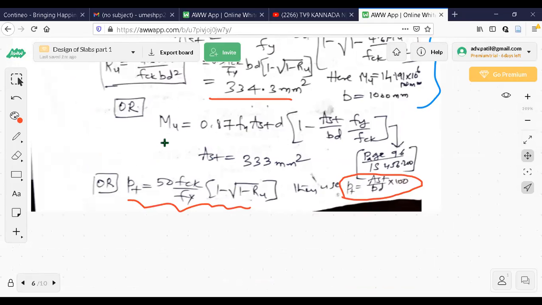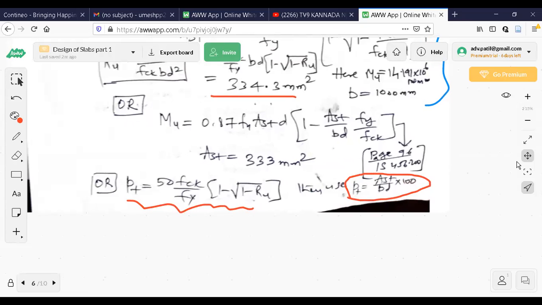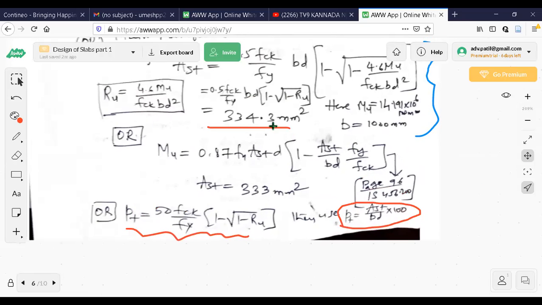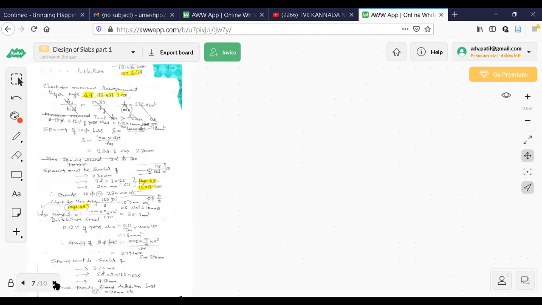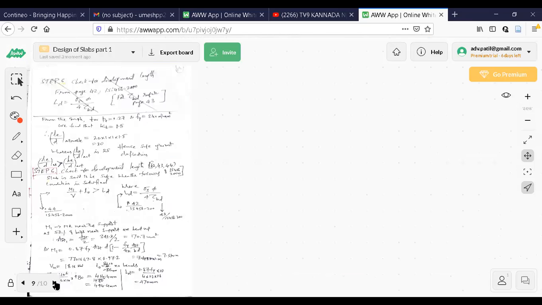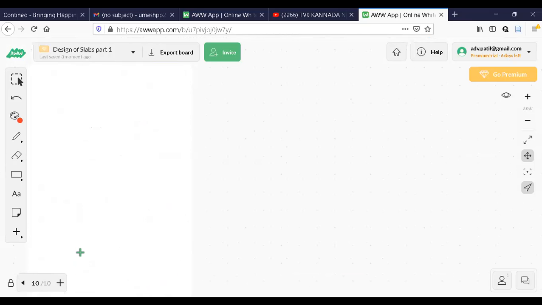So you have to decide that. If you want Ast, here I have not used SP16, but just now I have done it. If that page is already loaded, then I will be able to explain. It is not getting loaded, I think. I calculated by that method also using the SP16 table. I'll show you that one.